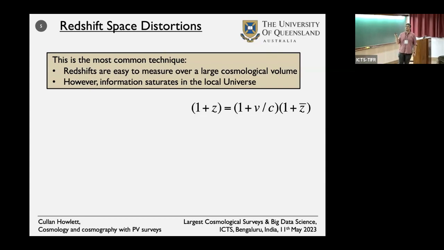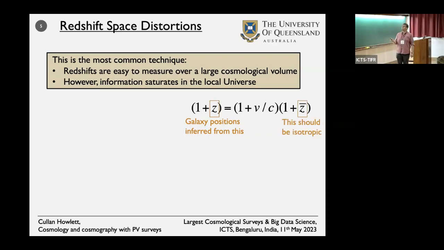However, as I'll show, the information actually saturates in the local universe due to a phenomenon we call cosmic variance, which is basically saying that no matter how many galaxies we observe at low redshift, there's only a finite number of modes we can measure in a certain volume, and so adding more galaxies does not improve our precision on the constraints. The way redshift space distortions work is basically we have galaxy redshifts from which we infer some positions.